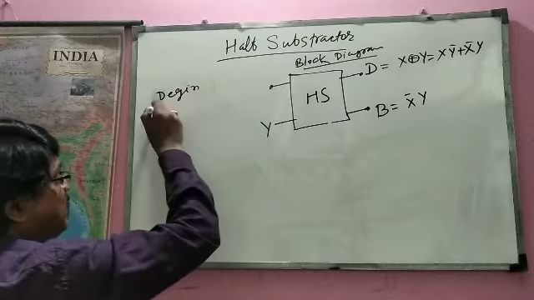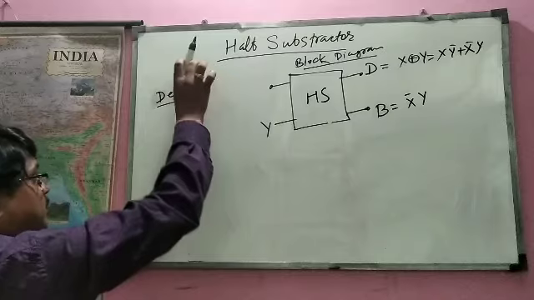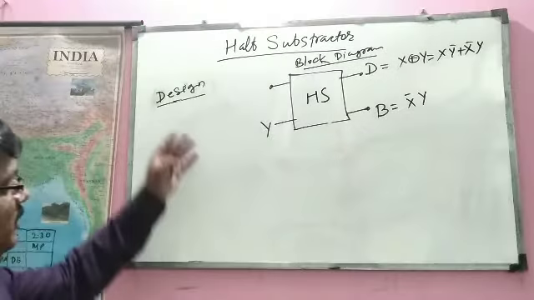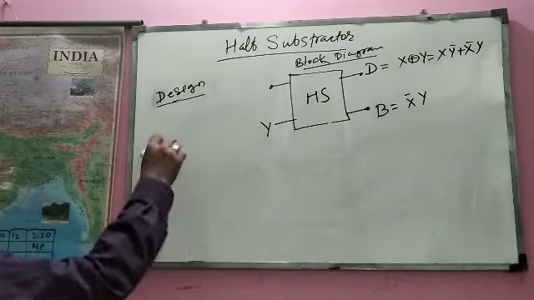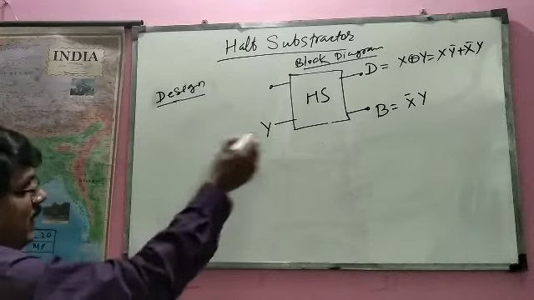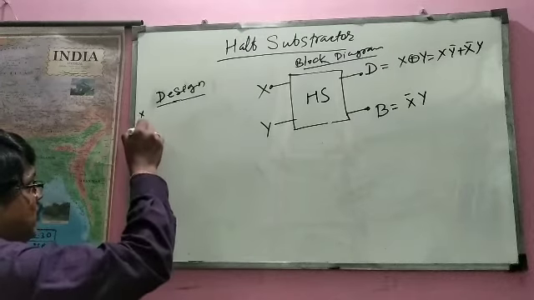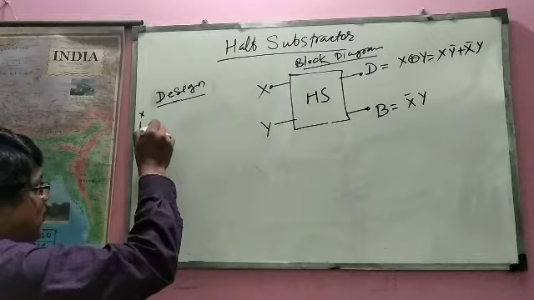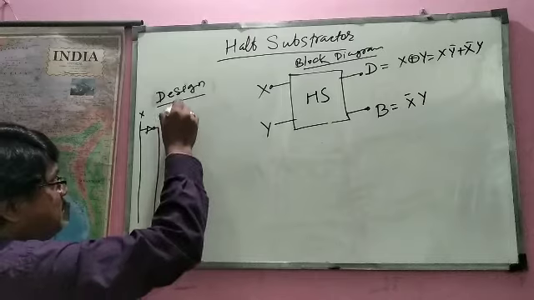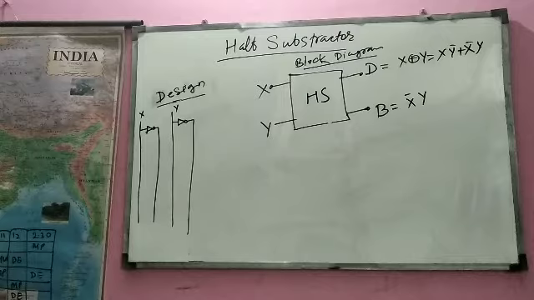So circuit implementation, or you can say the circuit design. What will be the circuit design? Sometimes there is a misprinting, so no problem, we'll go further. We have two inputs X and Y, so definitely we will take two inputs. Here it is X, and we will take X bar also, so that implementation becomes very easy. And here it is Y, and here we will take the Y bar, so that implementation becomes further very easy.